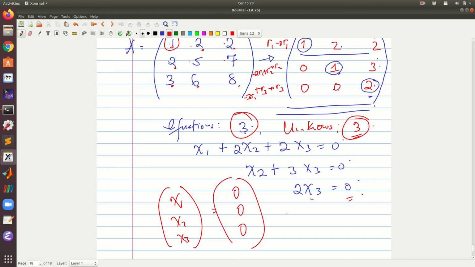Yes, because when you do back substitution, x3 is going to be 0. When you substitute it into here, x2 will be 0. When you substitute everything in here, this is 0, this is 0, x1 is going to be equal to 0.